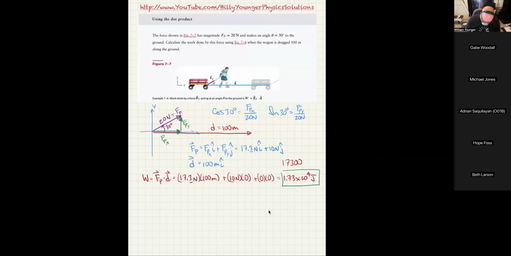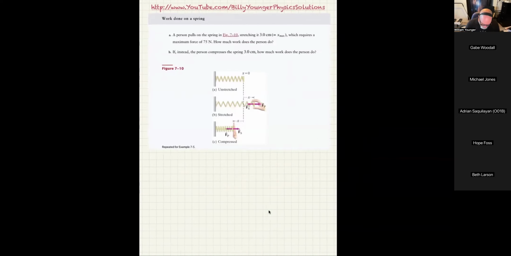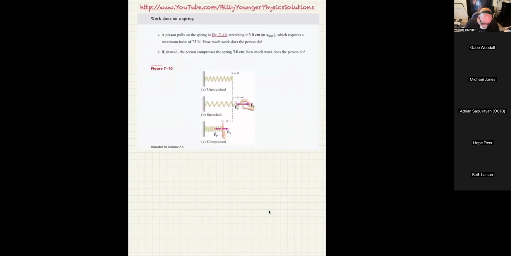All right, now quickly, I don't know what's going on over here on the bottom, why it's doing this, but my program's obviously screwing up. So, work done on a spring. In this case, what we've already learned, or what we should learn, is something called Hooke's Law. We only got like 5 minutes left.